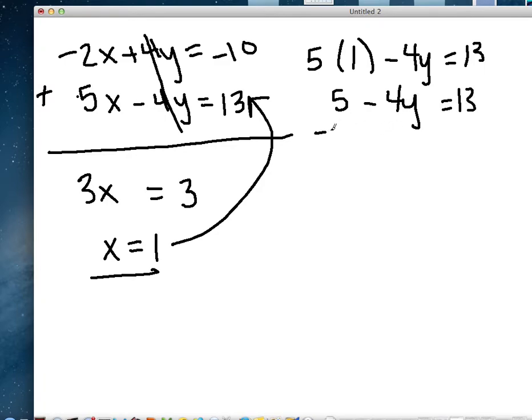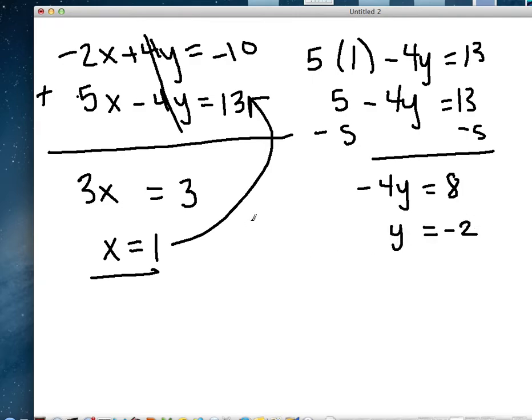So we get 5 minus 4y equals 13. I need to get this alone, so I subtract 5 from both sides. We get negative 4y equals 8. So y is equal to negative 2. So my coordinate point is 1, negative 2. And what that coordinate point means is that it makes both of these equations true. And if I were to graph them, this is where they intersect.